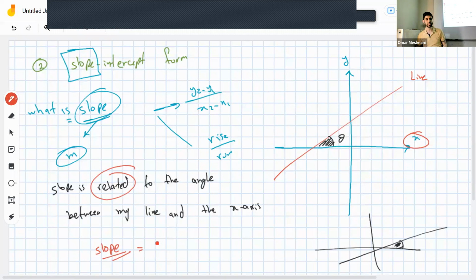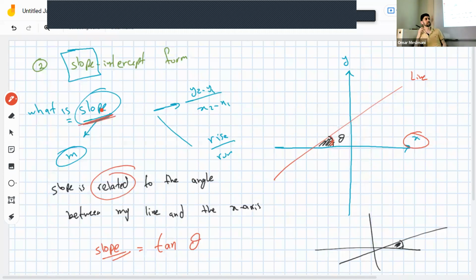The slope is equal to the tangent. Do you know the tangent? I don't know if you heard about the tangent before. So the slope is equal to the tangent of the angle, theta. What is the angle? It is this angle, right? So always the tangent of the angle represents your slope. This is the first information about the slope.